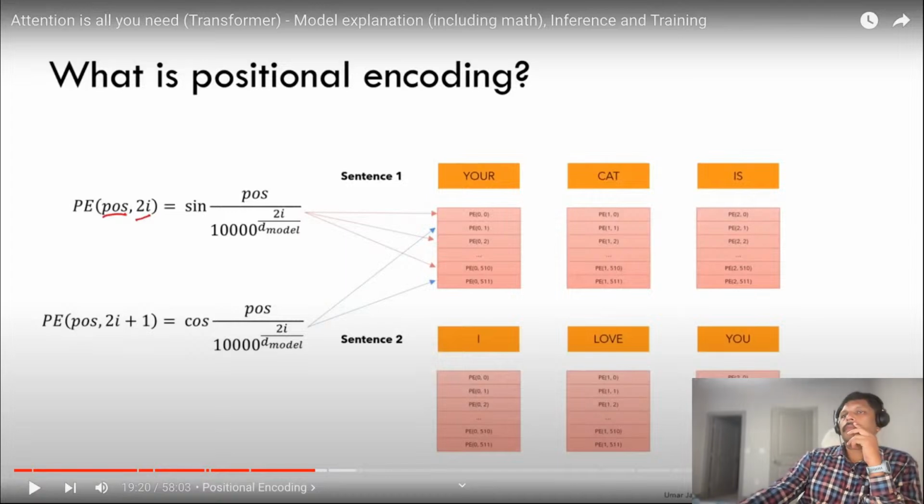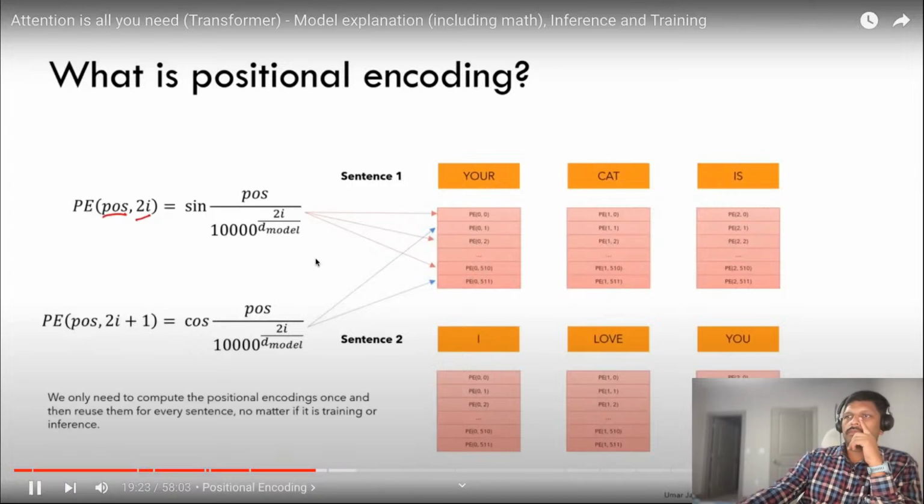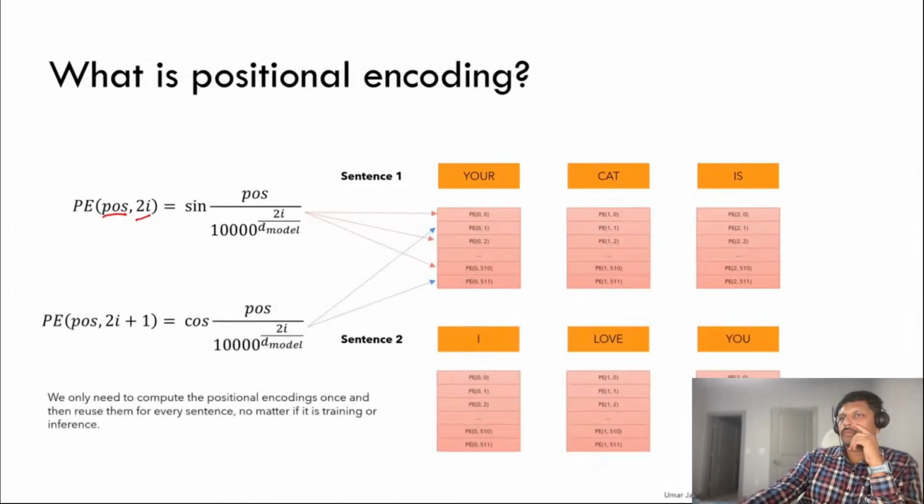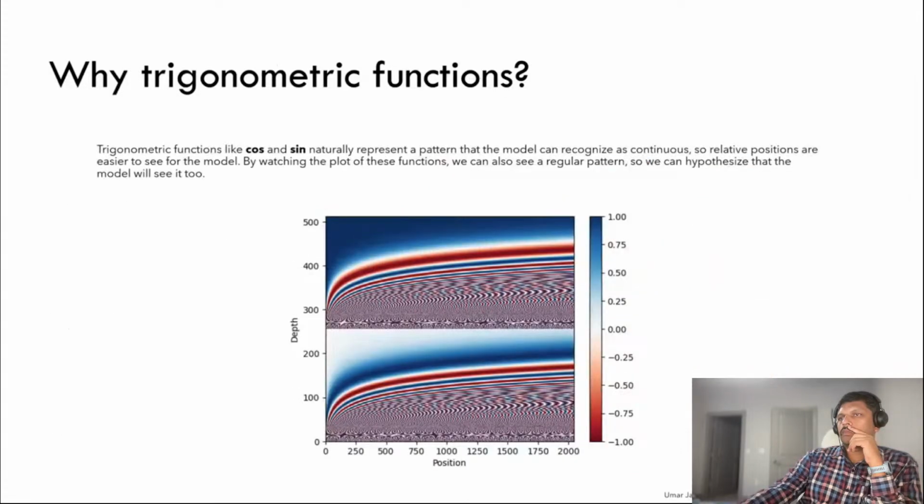Next step. During inference or training. So we only compute the positional encoding once. When we create the model, we save them, and then we reuse them. We don't need to compute it every time we feed a sentence to the model. So why the authors chose the cosine and the sine functions to represent positional encodings?